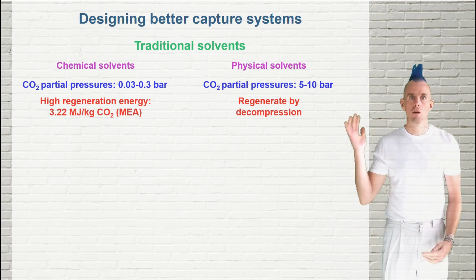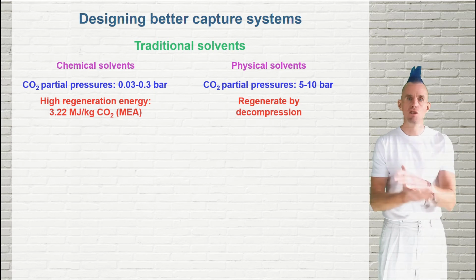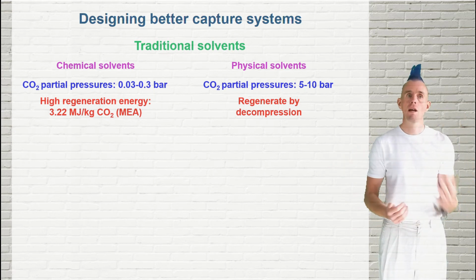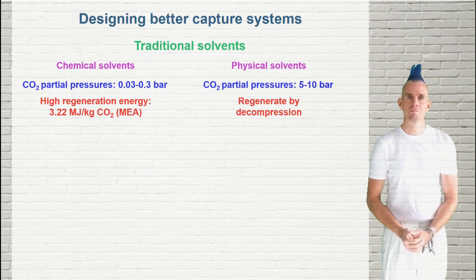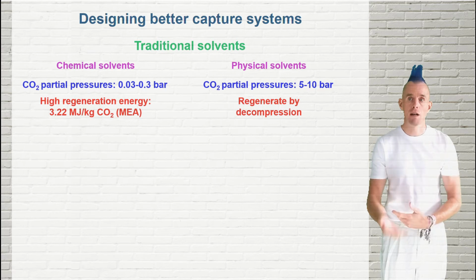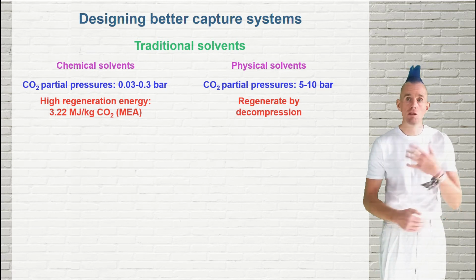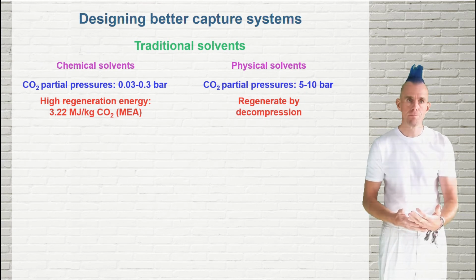That's what happens when you regenerate a physical solvent. You reduce the pressure, the carbon dioxide is released, then you repressurize and put it back into your absorption system. However, the energy overhead here is the fact that these systems run at pressure, and so you need to compress gases up to that pressure, and you need to pump liquids up to that pressure.